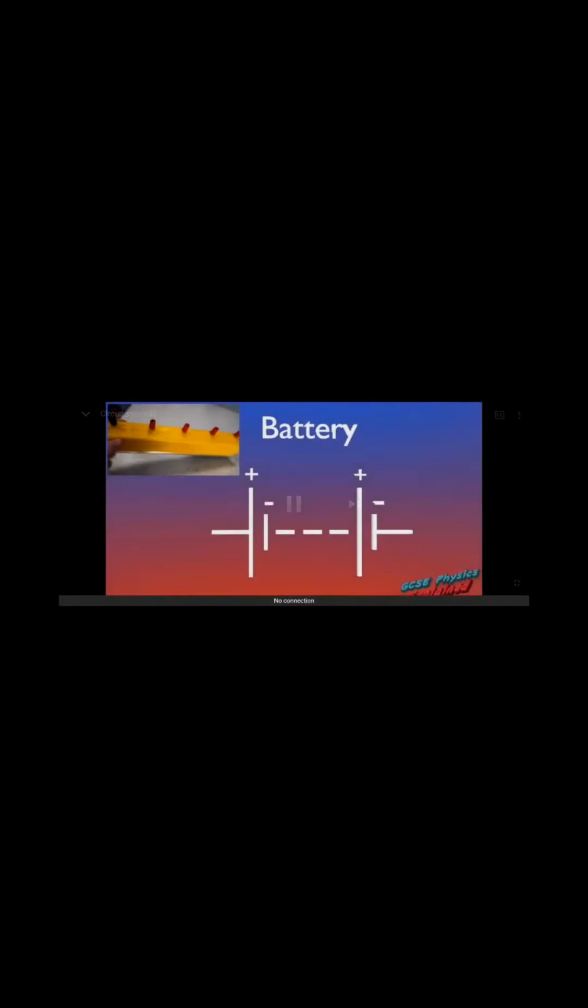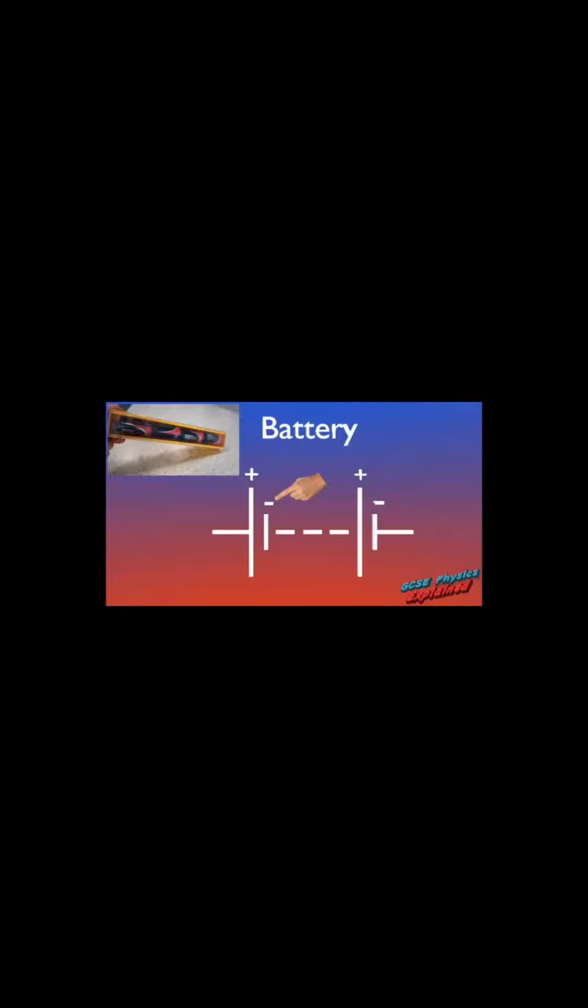Second symbol is the battery. It's a collection of cells joined together in series with the negative end of one cell connected to the positive end of the next. It provides a large amount of electrical energy to push the electrons around a circuit and produces bigger current.